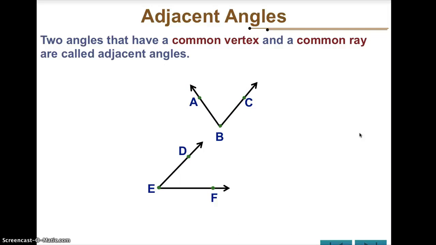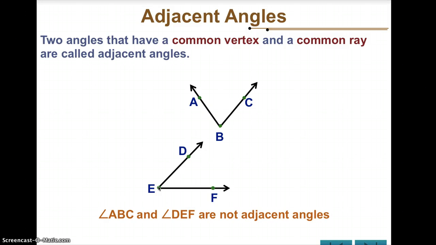Now, look at these two angles. We have angle ABC or angle CBA, or we can call it angle B. This one is angle DEF or angle FED, or just simply angle E. Two angles that have a common vertex and a common ray are called adjacent angles. But are they right next to each other? Because they are not, angle ABC and angle DEF are not adjacent angles.